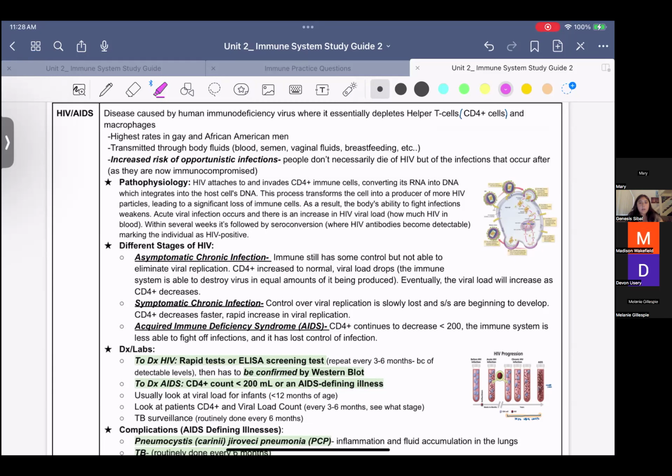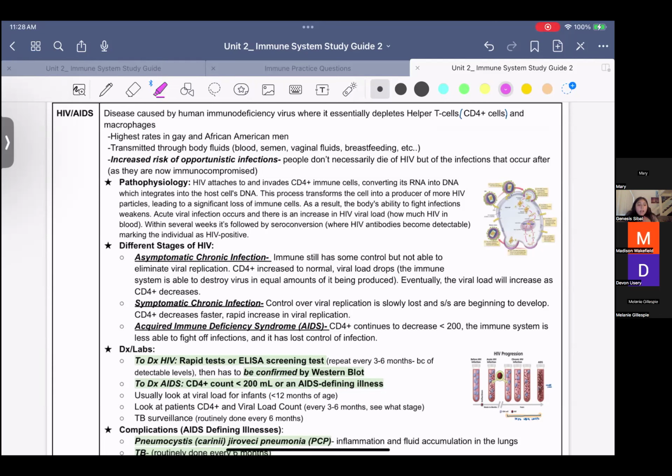And it also depletes macrophages. Remember, those macrophages eat those invaders, those pathogens. So without helper T cells, you essentially don't have an immune response to be able to identify those pathogens that are coming in.